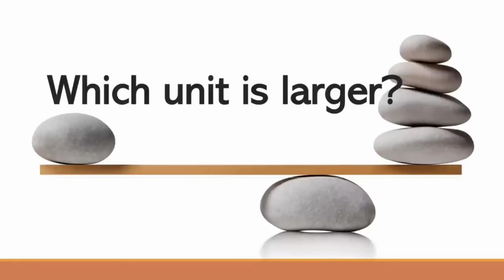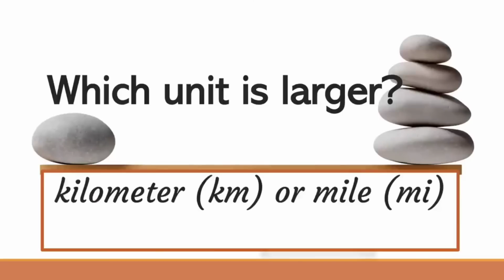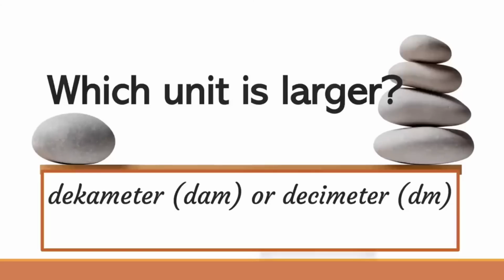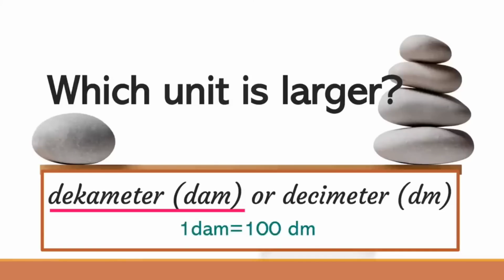This time, let us try to identify which unit is larger. First, is it kilometer or mile? The answer is mile, since 1 mile is approximately 1.61 kilometers. Next, is it decameter or decimeter? So the answer here is decameter, since 1 decameter is equal to 100 decimeters.